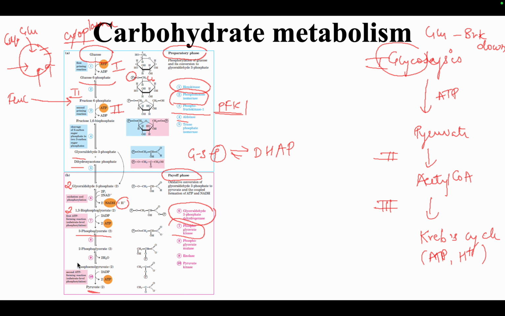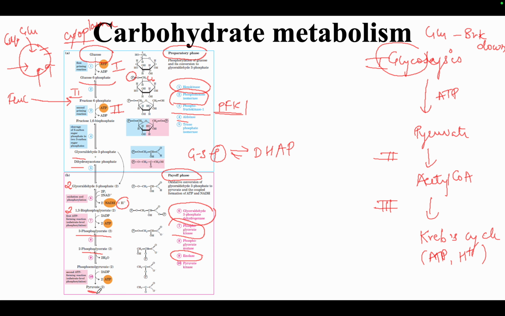Then from 3-phosphoglycerate we get 2-phosphoglycerate by phosphoglycerate mutase. So the phosphate group from the third position is now shifted to the second position. This is a mutase enzyme which converts 3-phosphoglycerate to 2-phosphoglycerate. Then we have a dehydration reaction which is carried out by enolase. What happens here is that we get PEP, phosphoenolpyruvate.